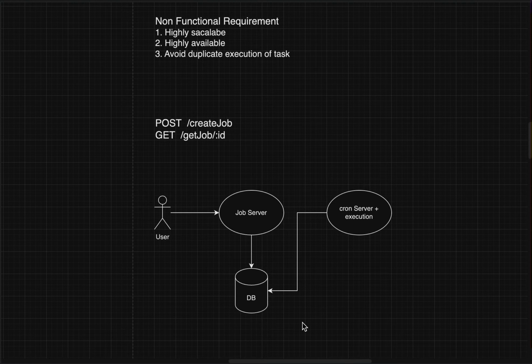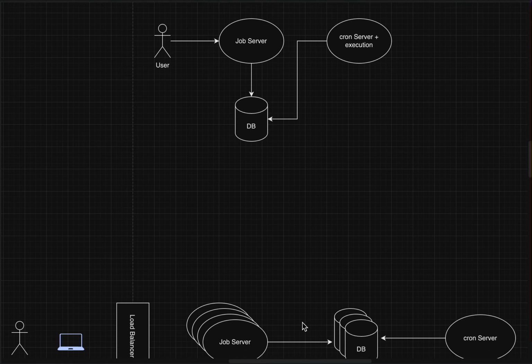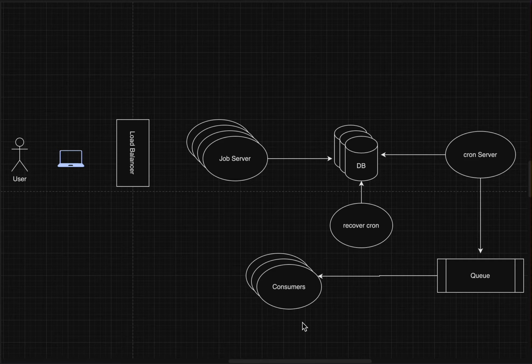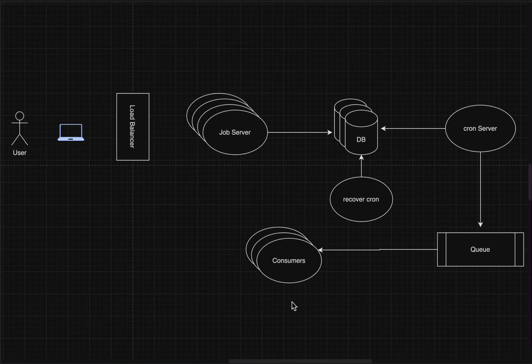So now we'll scale our system. Our system when scaled looks like this. There are multiple job servers which are going to save jobs in a DB. We'll have a cron server which will hit our DB, and this cron server is just used to fetch which job is to be executed and put that job in a queue.